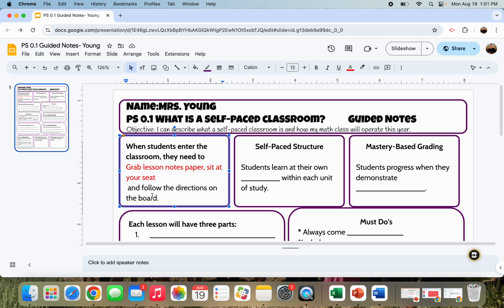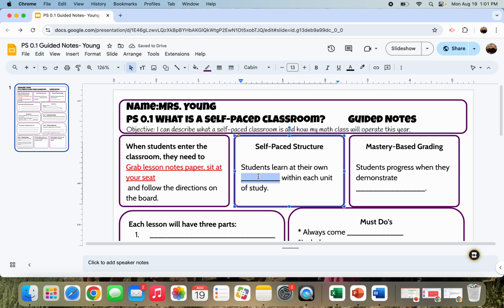The directions on the board will often have like a math starter to start doing right away. There will always be something for you to do right away. So as soon as you come to class, make sure you get going. So you grab the lesson notes paper and you sit at your seat. Okay, we're not wandering around.